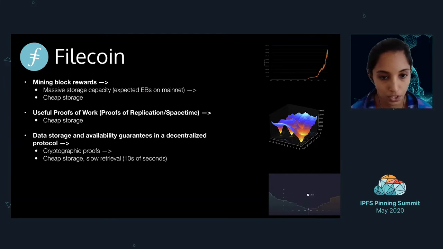We have a process in our proofs called unsealing. When you first commit storage to the network, you seal the data. In order to retrieve the data, you need to unseal it. Around the time of mainnet, we're going to have unsealing take on the order of tens of seconds. So it's a lot slower than what pinning services and IPFS users might be used to. This is one of the properties that comes out of the cryptographic proofs of the system.